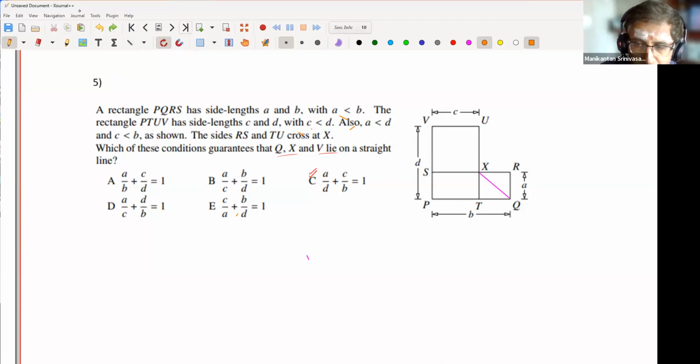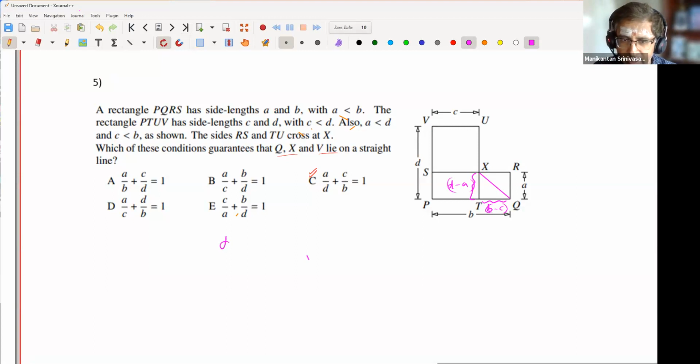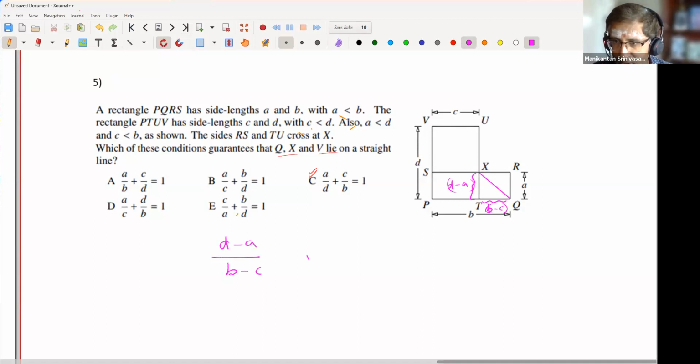Okay. So what is the slope of QX? So this height is how much? It's just figuring out all the heights properly. This is D. Therefore, this is D minus A. And this is how much? B minus C. So this is B minus C. Actually, it's a negative slope, but I'll just look at rise over run. As long as it's in the same direction, it's fine. So D minus A by B minus C, technically with the negative sign.